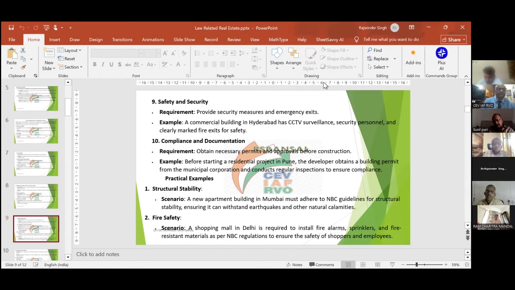So you know, whenever you have to get a plan approved for a commercial, especially for a commercial or industrial building, first of all, you have to get a fire safety plan approved from the fire authorities. You have to get a fire NOC to prove that the building you are planning conforms to the fire exit and fire regulations.